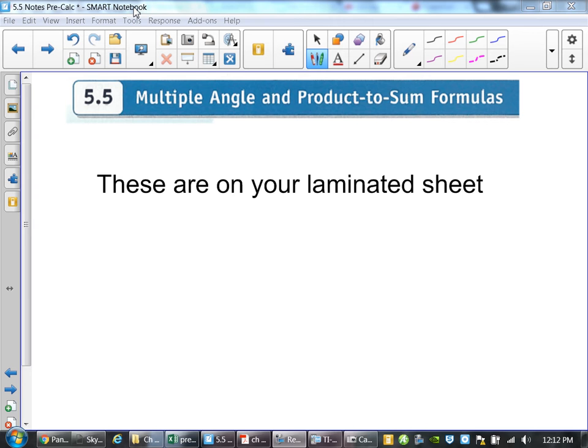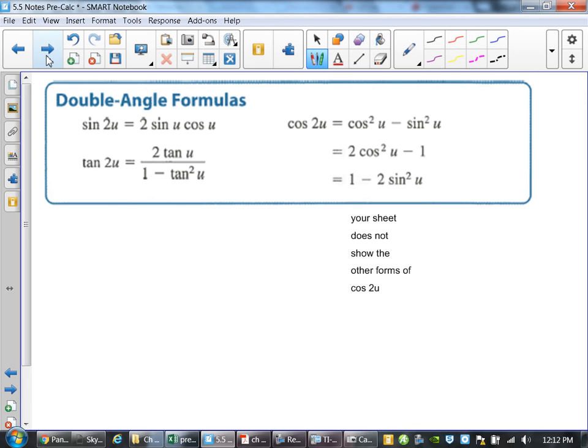So let's see here. If you're looking at your laminated sheet, you're going to get what are called double angle formulas. The double angle formulas is when you have like 2 times theta, like sine of 2 theta, something along those lines. If you look on here, it says double angle relations. It says stuff like this: sine of 2x is 2 sine x cosine x.